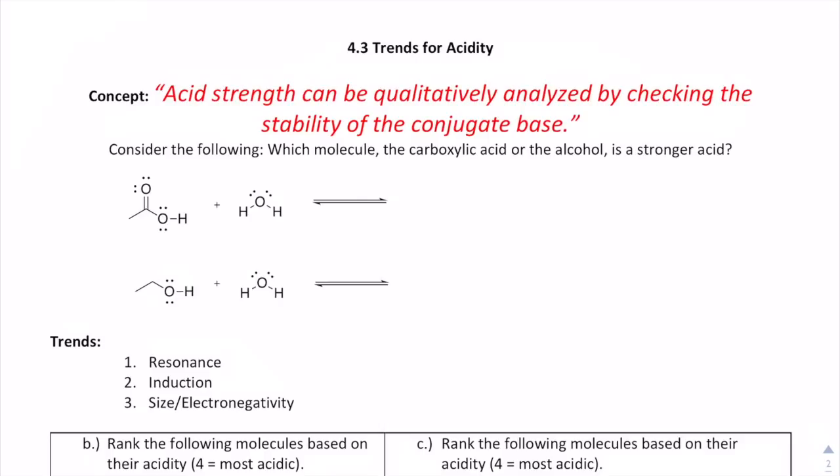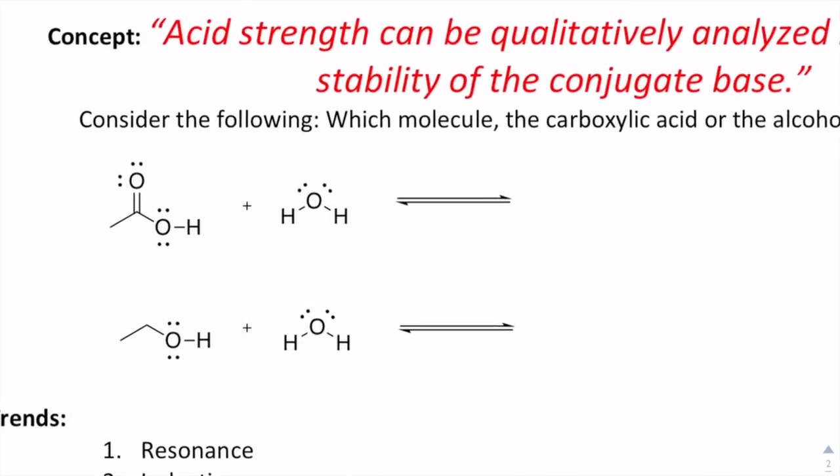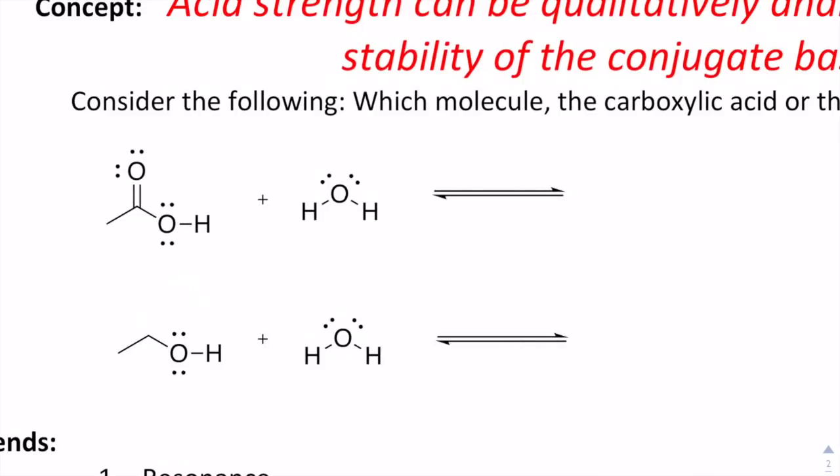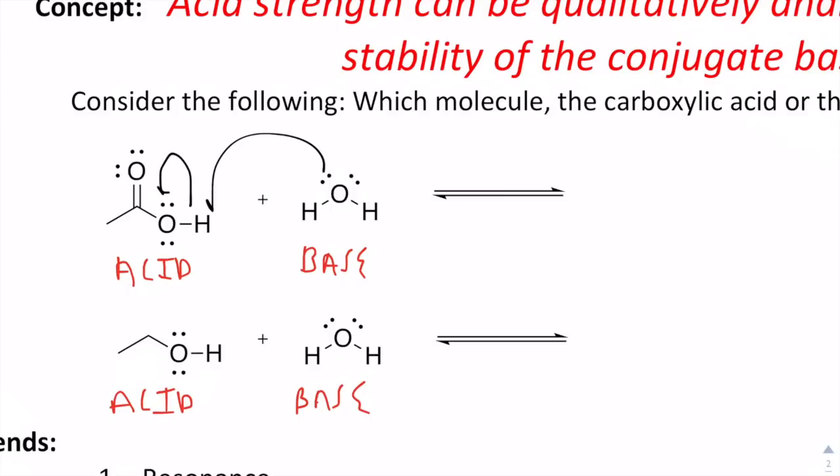Which molecule, the carboxylic acid or the alcohol, is a stronger acid? The name kind of gives it away, carboxylic acid versus alcohol. You could just use logic there, but let's prove it with conjugate base stability. Basically we know that these two starting materials are going to be our acids. Acid and acid. And this is going to be our base and our base. So what happens is that the base is going to grab a proton and donate those electrons back onto the oxygen. Same thing over here.